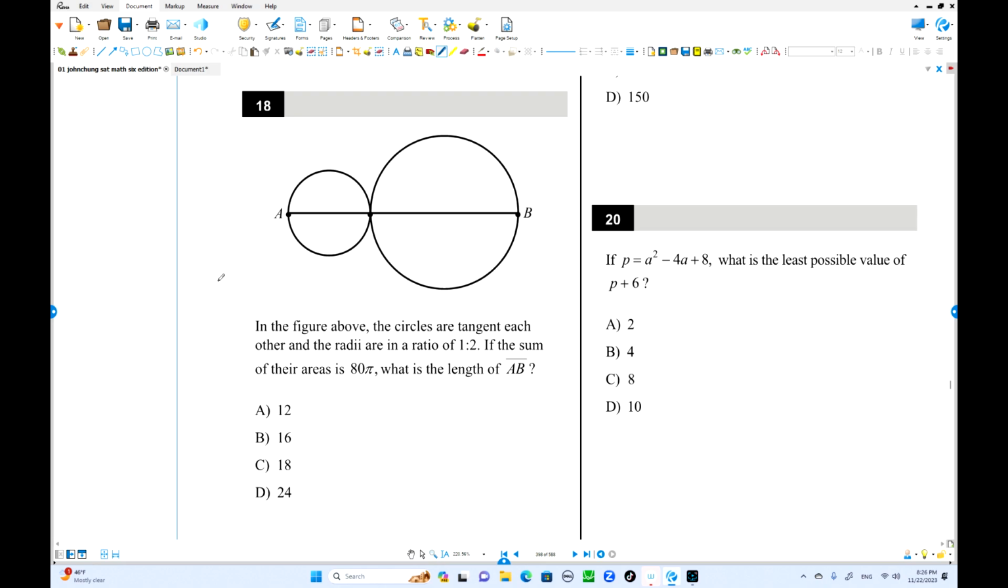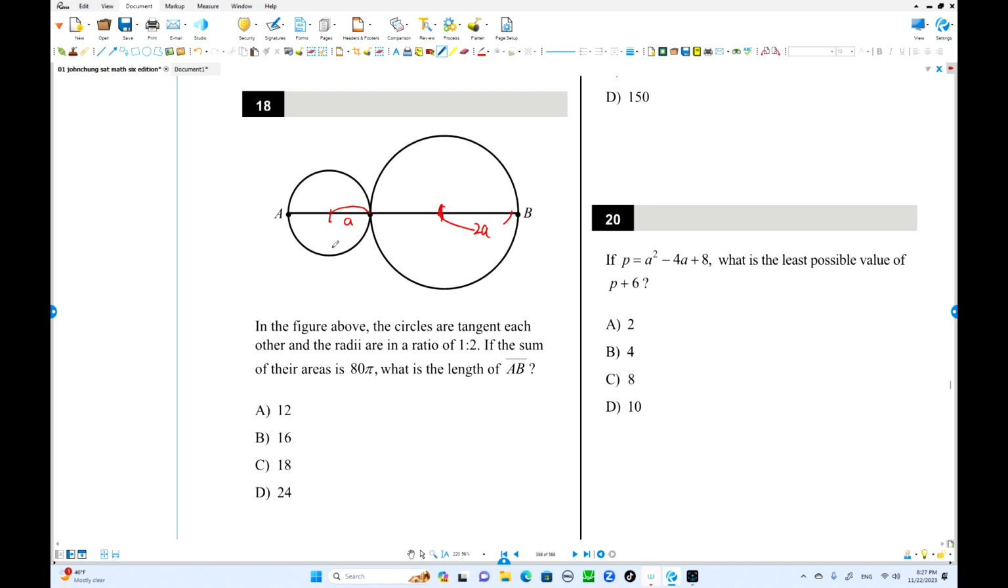Number 18. Two circles are tangent to each other, and the radii are in the ratio of 1 to 2. If the sum of their areas is 80 pi, what is the length of AB? Maybe you can use this: this is A, the radius. The other is twice, right? 2A.